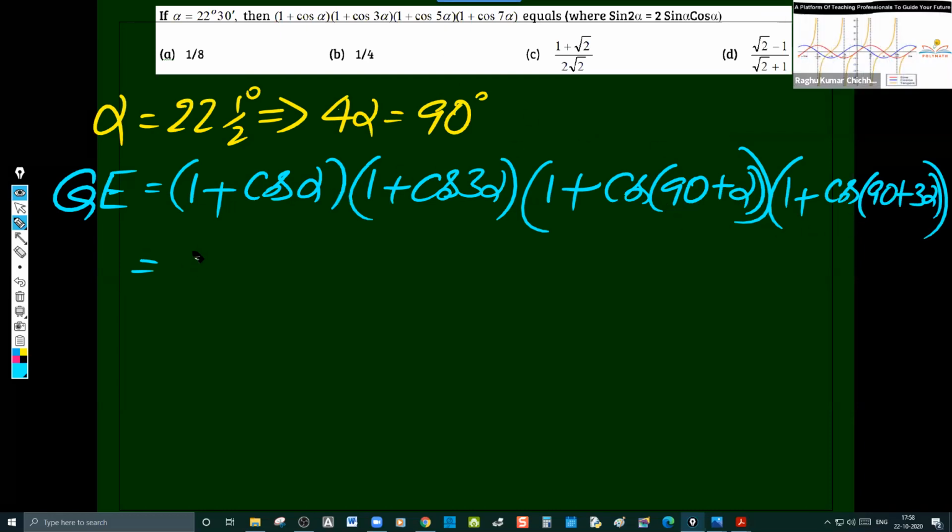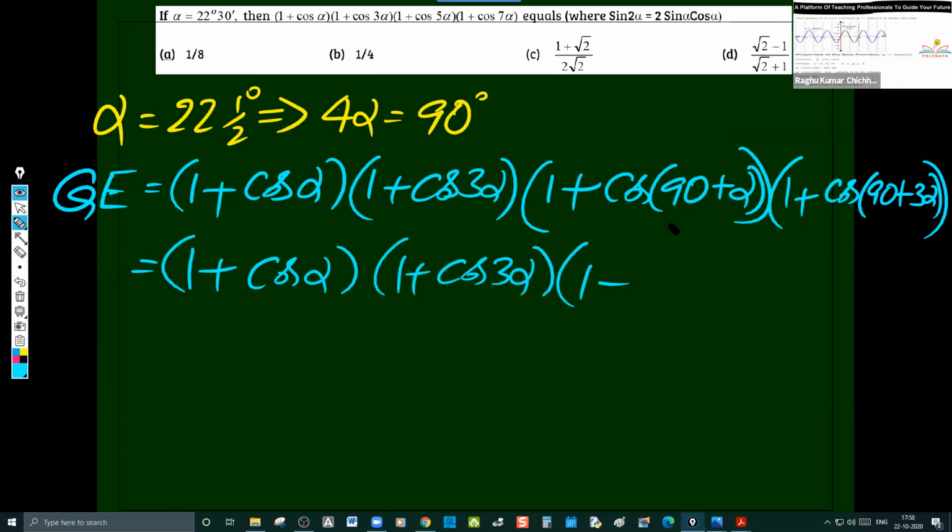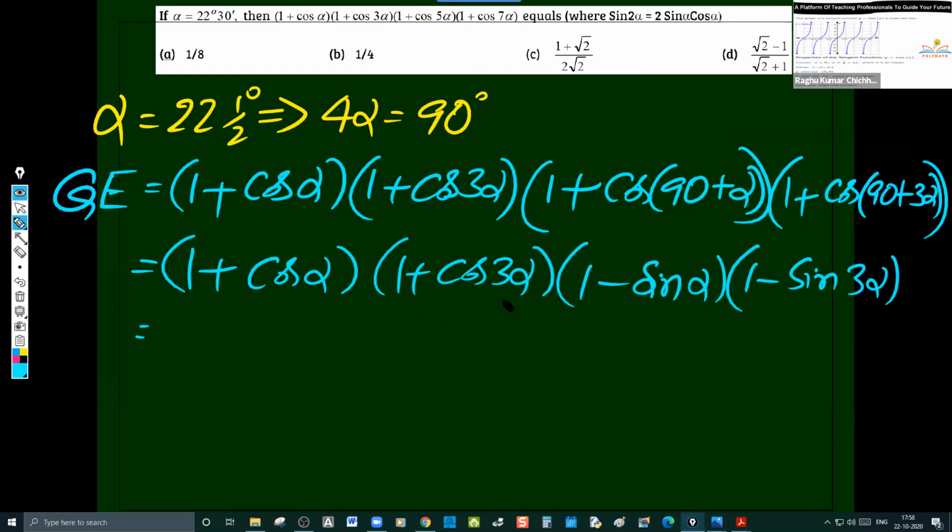1 plus cos alpha into 1 plus cos 3 alpha. Into second quadrant, for 90 it changes. 1 minus sin alpha, it is also second quadrant, for 90 it changes, 1 minus sin 3 alpha. So this will be 1 plus cos alpha into 1 minus sin alpha.